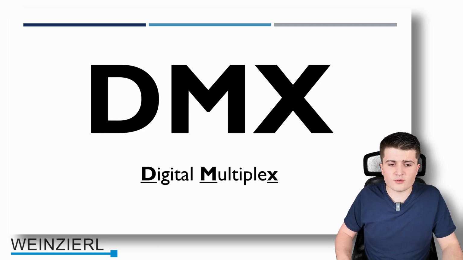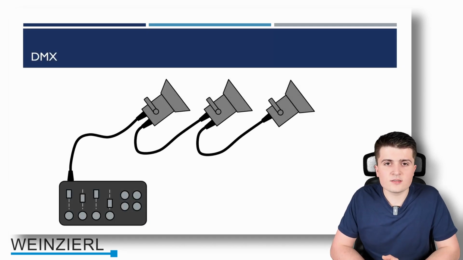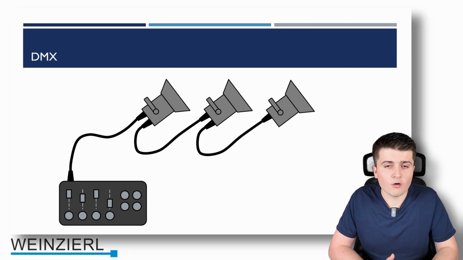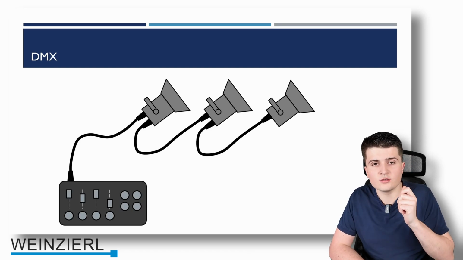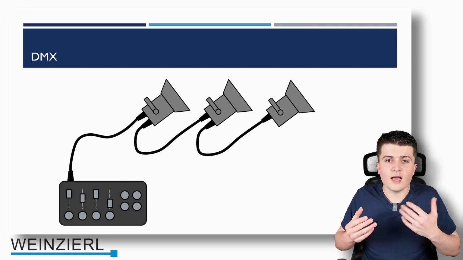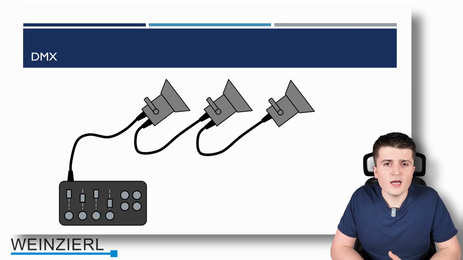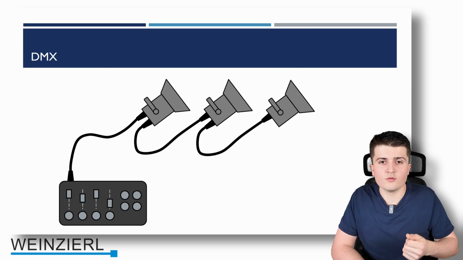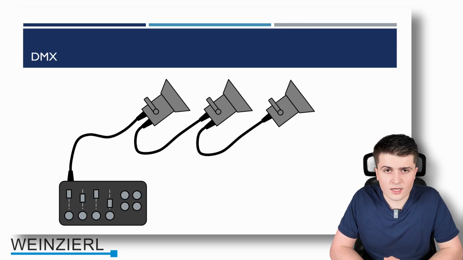But how is DMX structured? Well, pretty straightforward. Here we can see a little example. We have a DMX control panel with some sliders and buttons, and this is then connected to the different stage lights in a bus topology or in a daisy chain. That means that from the control panel a connection is made to the first stage light, from the first stage light to the second, etc. So every DMX light, or most of the DMX lights that you can use, have two DMX ports, one in port and one out port, to daisy chain those lights together.